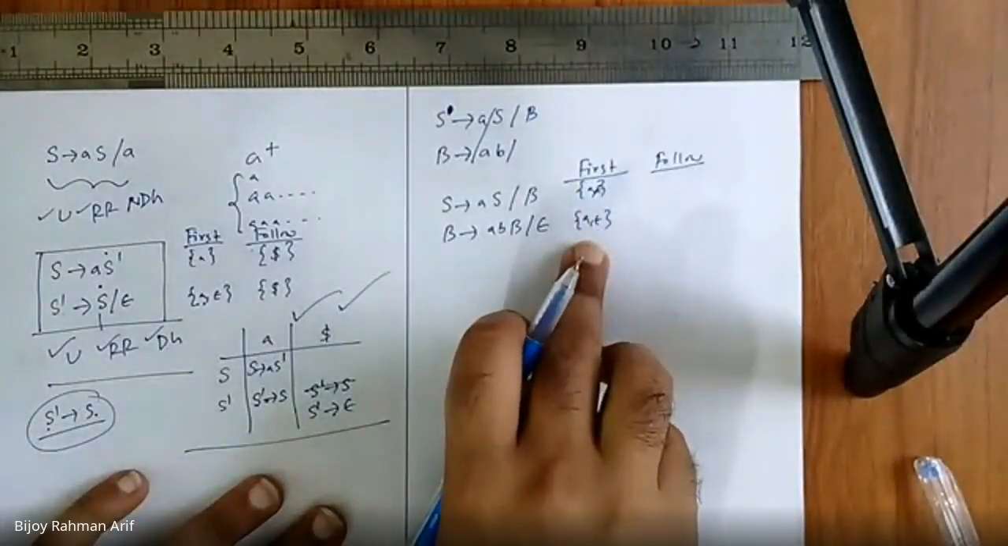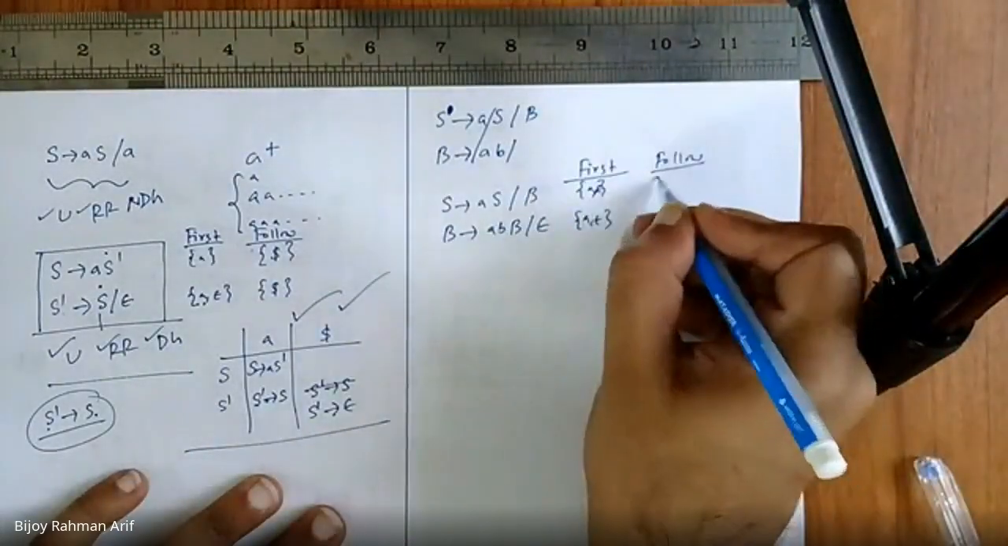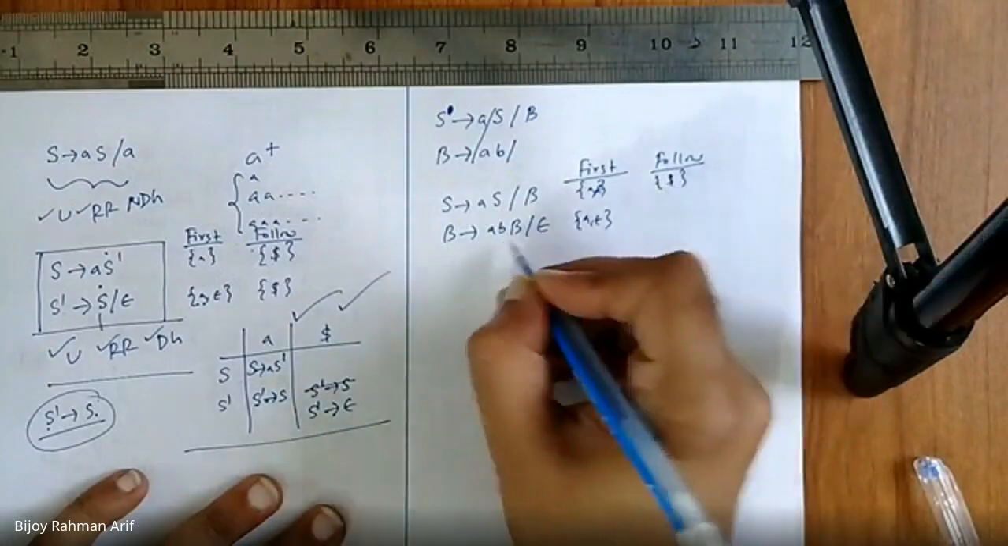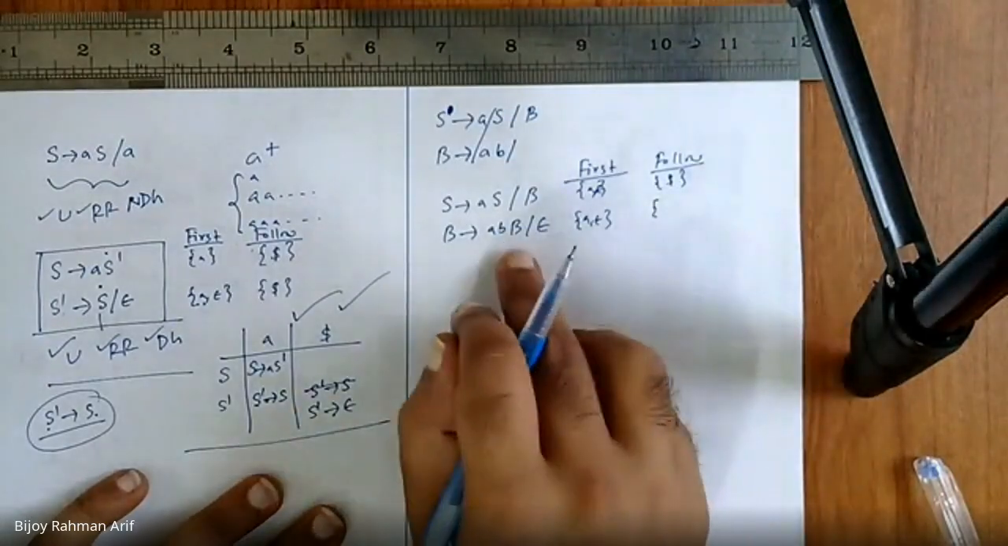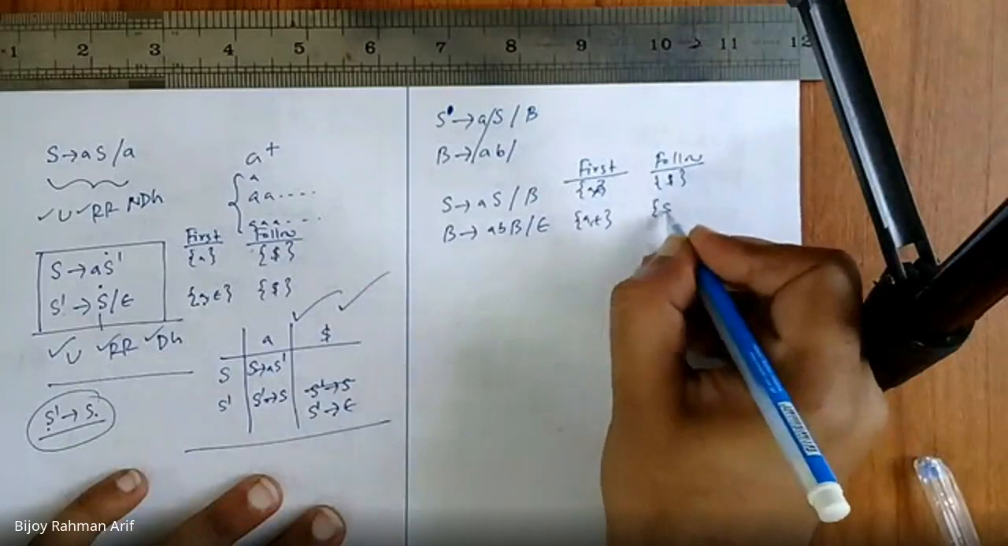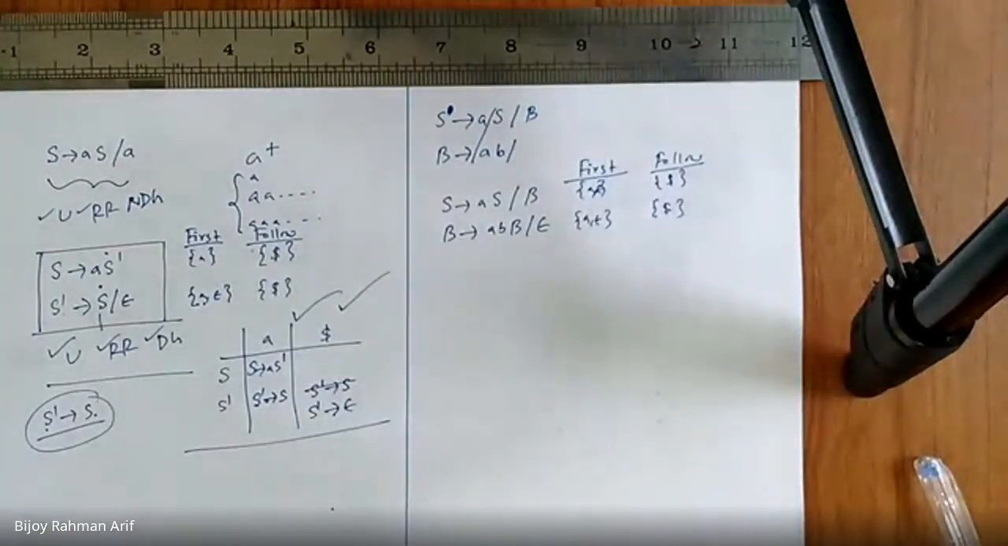Follow of this, this one follow is dollar. This one follow is also dollar. Am I right or not? Is it fine?